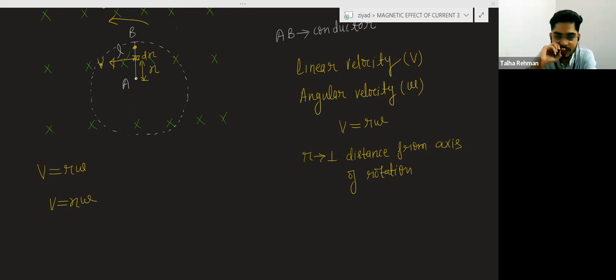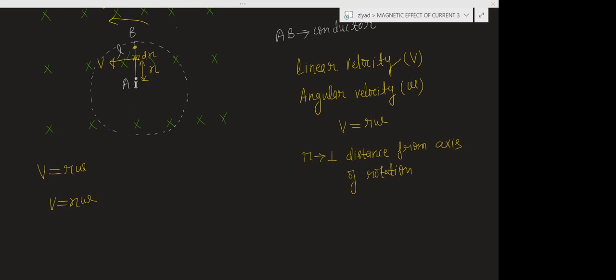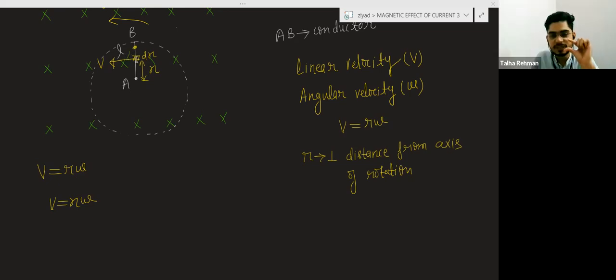So we know that there will be the induced EMF in this wire. What we will do now, we will just calculate the induced EMF first in this small element dx. Then we will do the integration and we will get the total EMF across the ends of the wire. Simple.